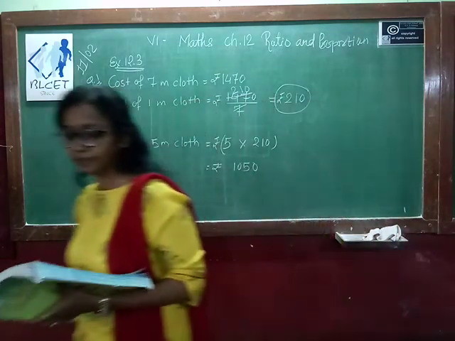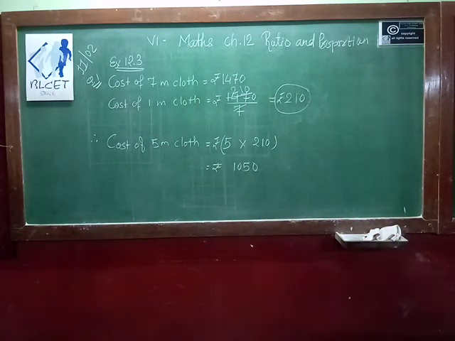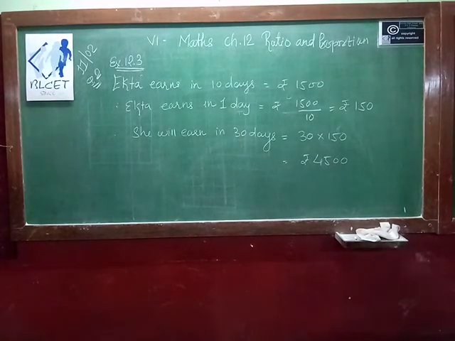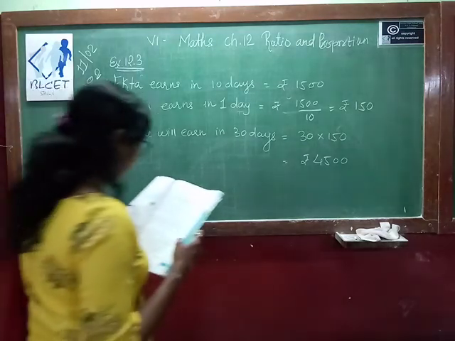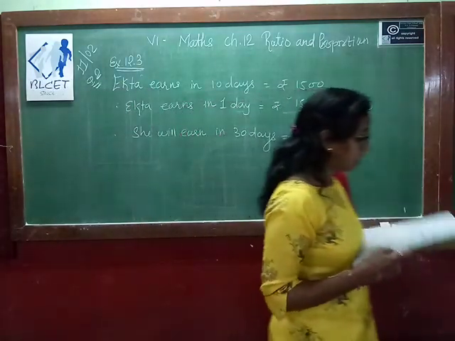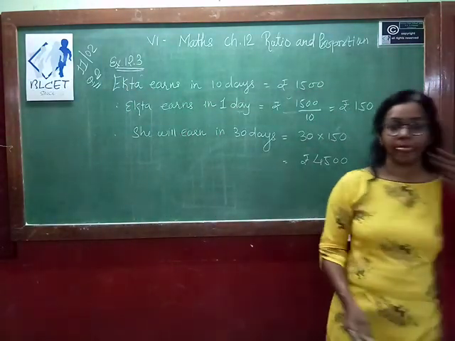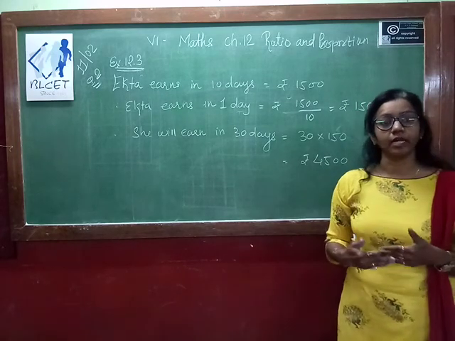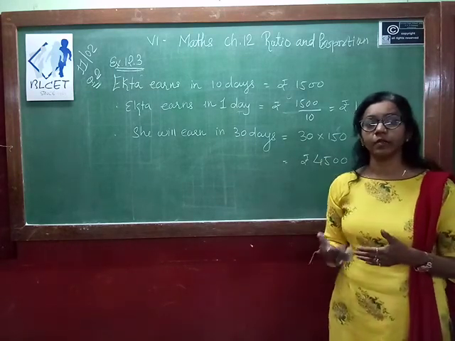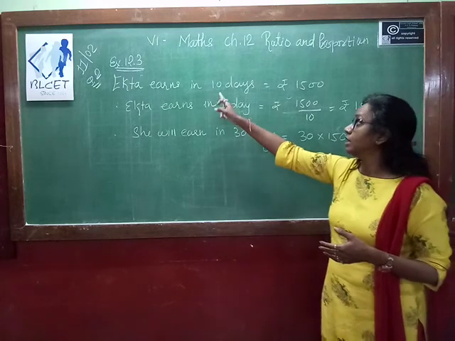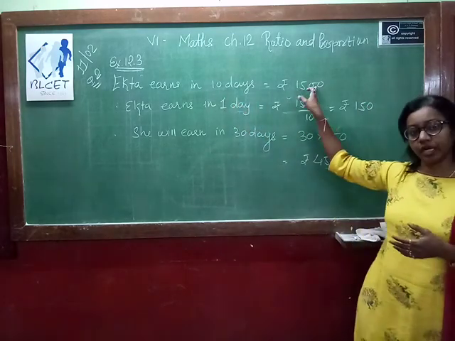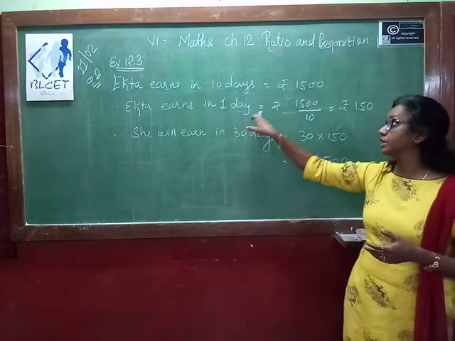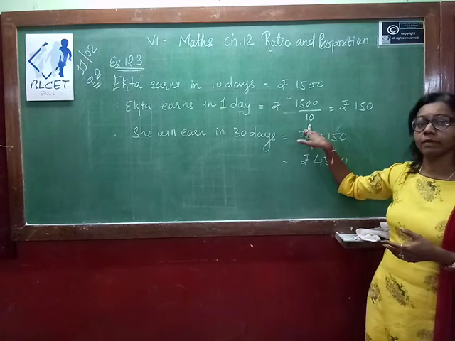Question number 2. Now see the second question. Ekta earns rupees 1500 in 10 days. How much will she earn in 30 days? So first of all we have to find how much she earns in 1 day. So Ekta earns in 10 days rupees 1500. So Ekta earns in 1 day is equal to 1500 divided by 10.